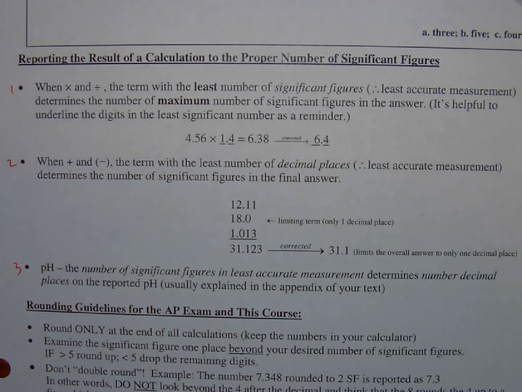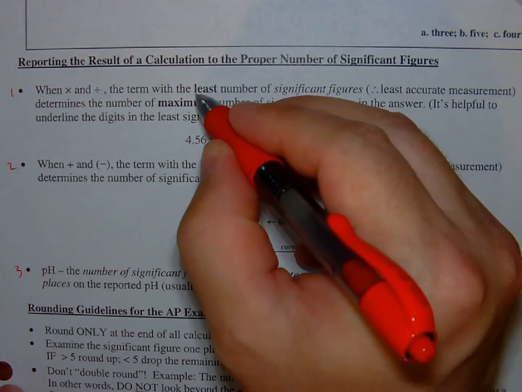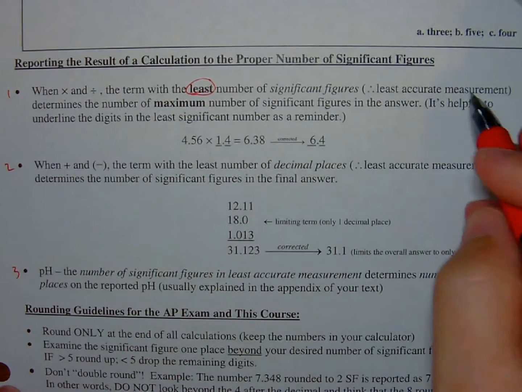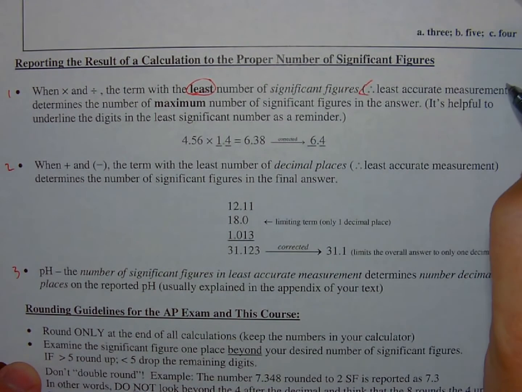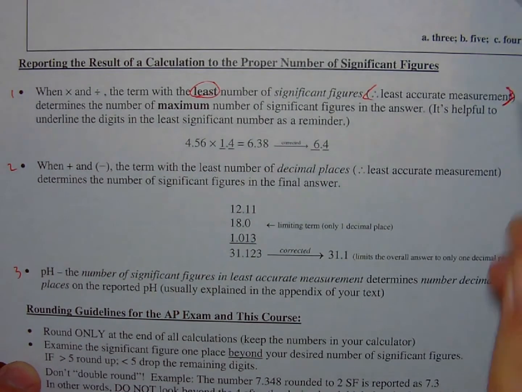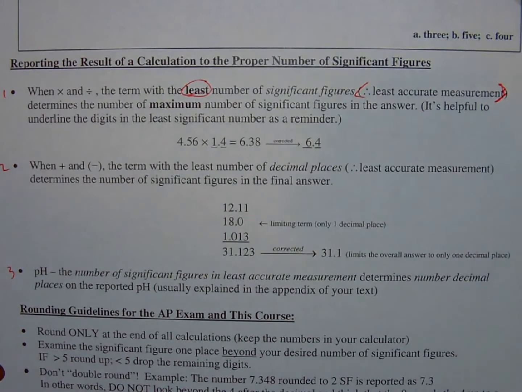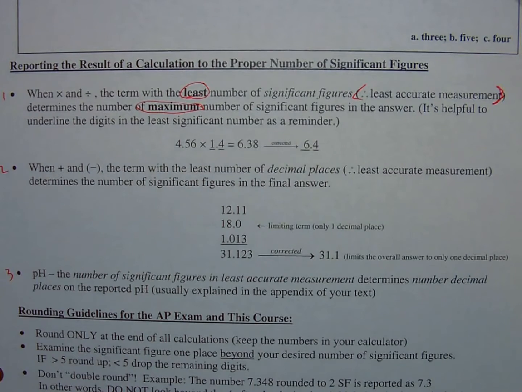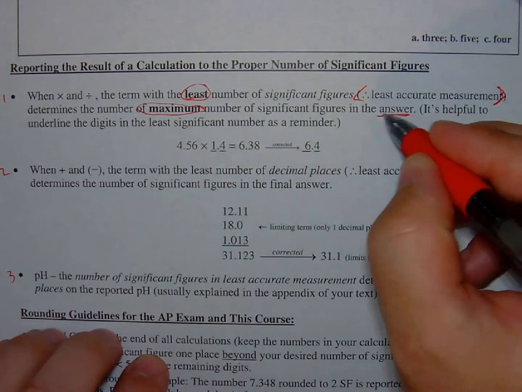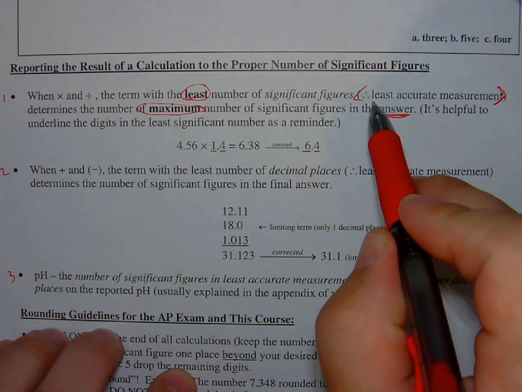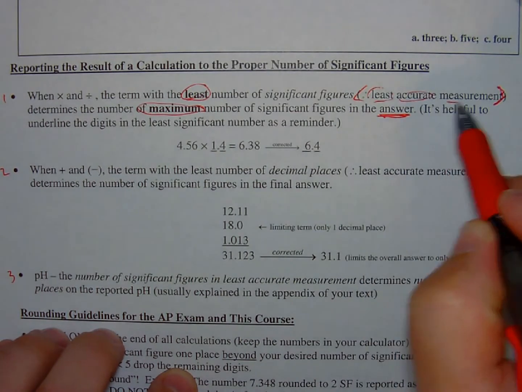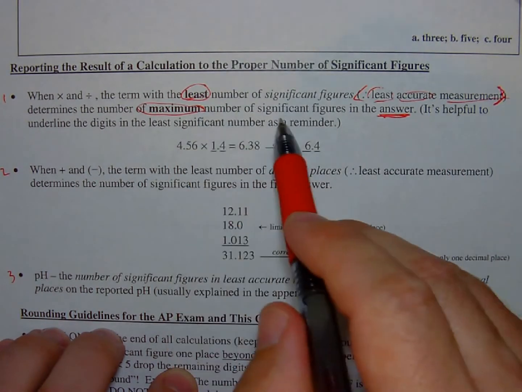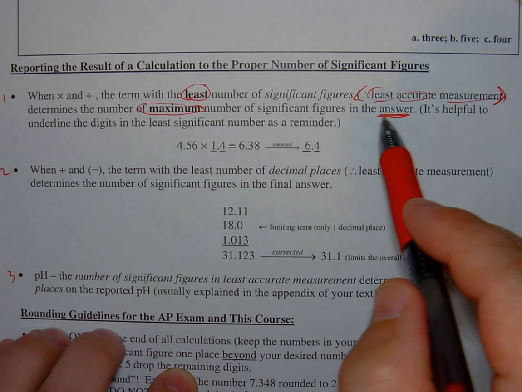When multiplication and division is being used, out of the numbers that you're actually multiplying or dividing, the term with the least number of significant figures, which equates to the least accurate measurement, right, will determine the maximum number of significant figures in the answer. So we're looking to our least accurate measurement to figure out how many significant figures should be in my answer.